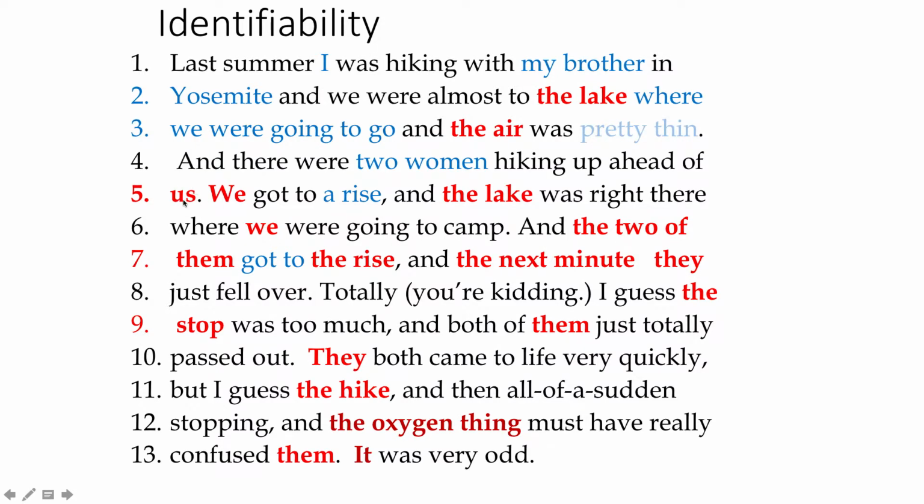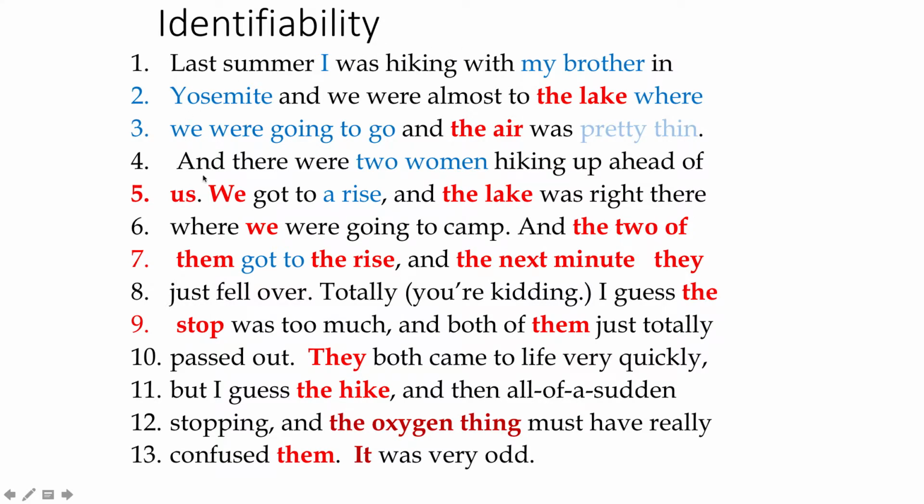Us. So us as a pronoun cannot be interpreted on its own. It has to look backwards for something to interpret. So it looks back first to this we, and then this we gets its meaning from the combination of I plus my brother. This we gets its meaning from us, got to a rise, and the lake was right there. Again, this lake gets its meaning from this lake, which gets its meaning from where we were going to go. Where we were going to camp, again, this we gets its meaning from this we, which gets its meaning from this us, which gets its meaning from this we, which gets its meaning from I and my brother.